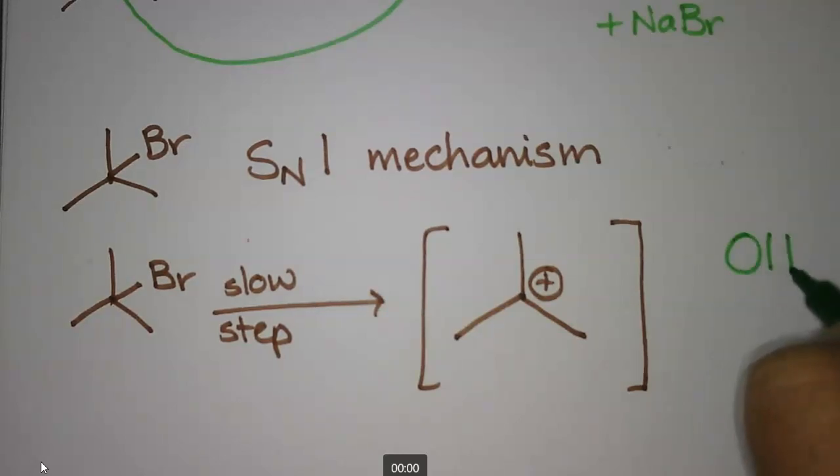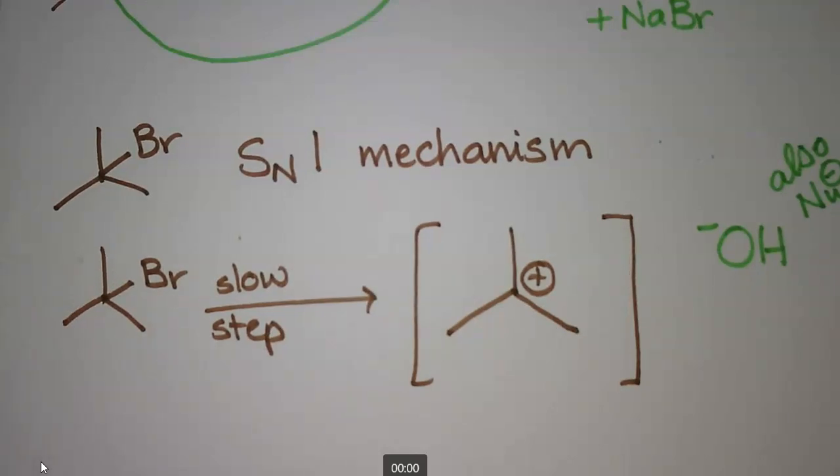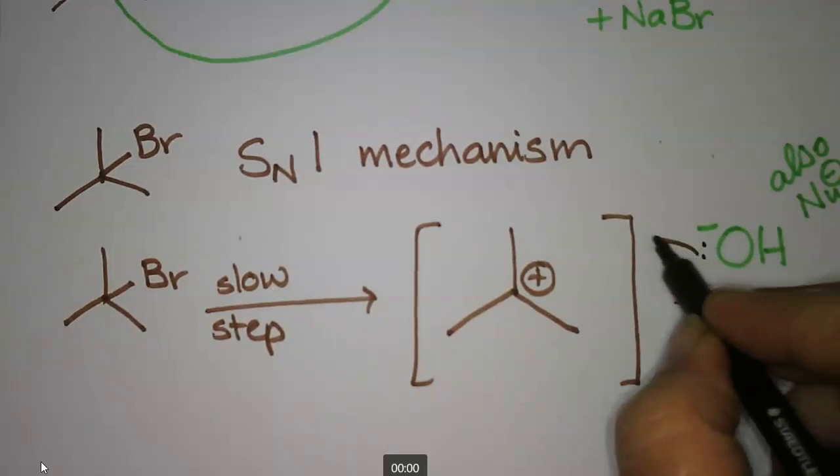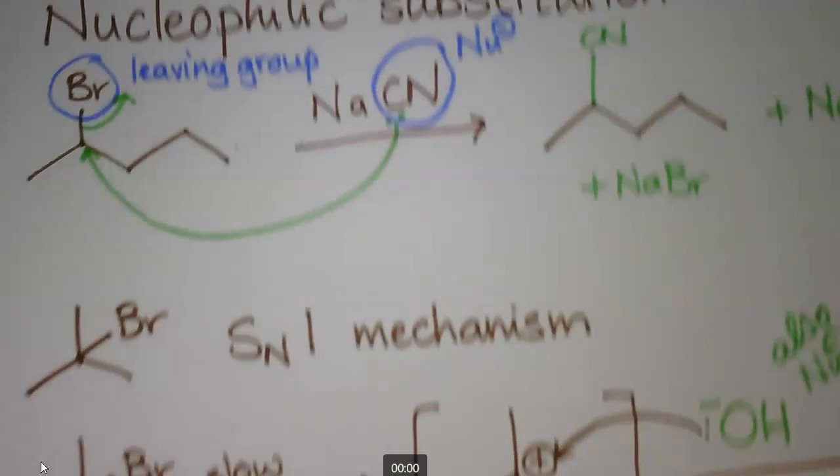Let's imagine we have an OH minus. Now you know that's a base. It can also be a nucleophile. And yes, you are calculating correctly that we're going to have a problem. We're going to have a clash of mechanisms. Okay, so now the nucleophile can then just attack or attach itself, off screen, to the electrophile, which is the carbocation.